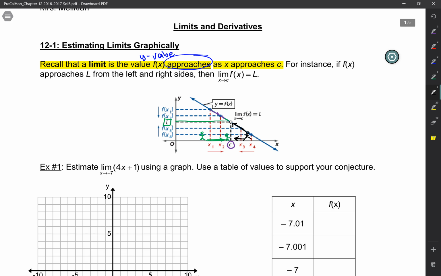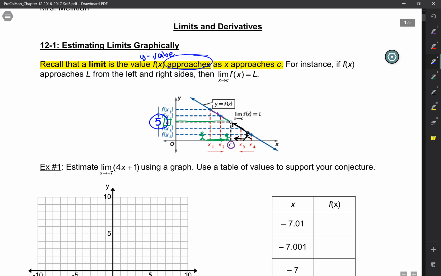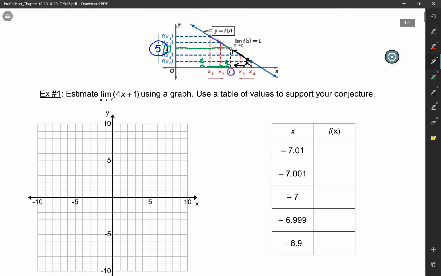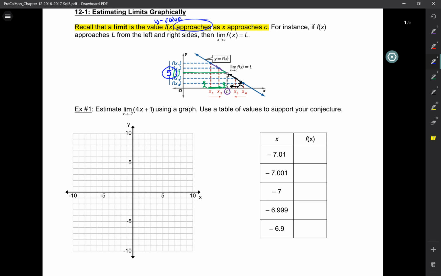So, to bring it to more practical terms, suppose this y value was like y equals 5. If you're looking at the graph from the left and it looks like it's approaching a y value of 5, and you're looking at the graph from the right, it looks like it's approaching a value of 5. If they're approaching the same value from the left and right, then you say the limit as x approaches c is 5.